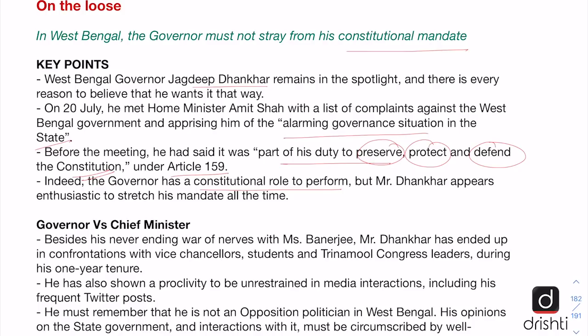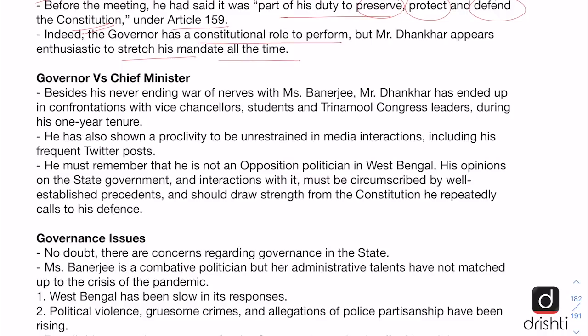But at the same time, the governor, Mr. Jagdeep Dhankar, appears too enthusiastic to stretch his mandate all the time. The editorial points out that it is not just with the Chief Minister that the governor is having trouble. The governor has also been in confrontation with the Vice Chancellors, students and Trinamool Congress leaders during his one-year tenure. Also the governor has been too much interested as well as unrestrained in his media interactions, especially using the social media platform Twitter.